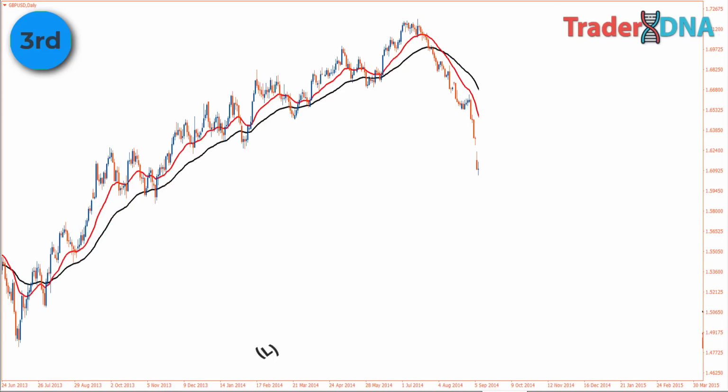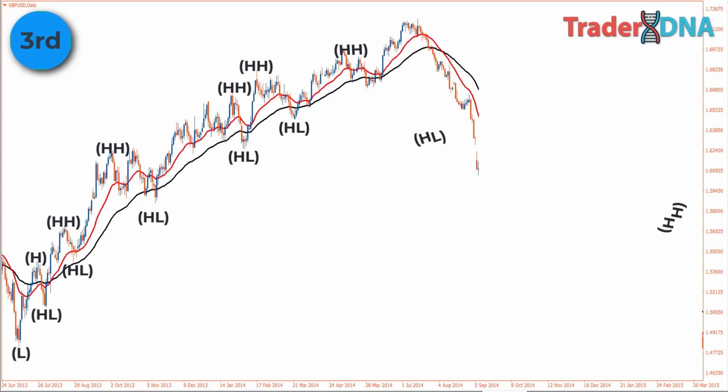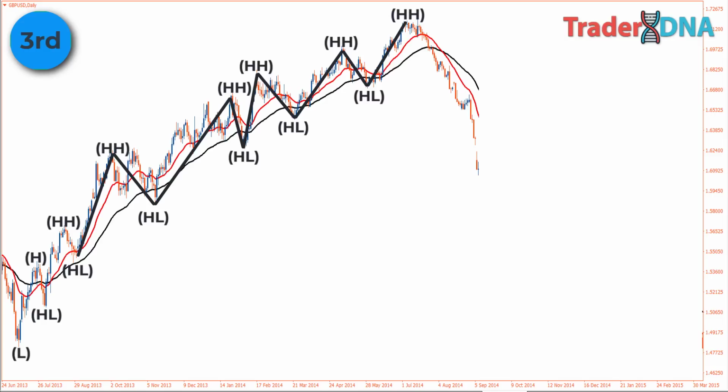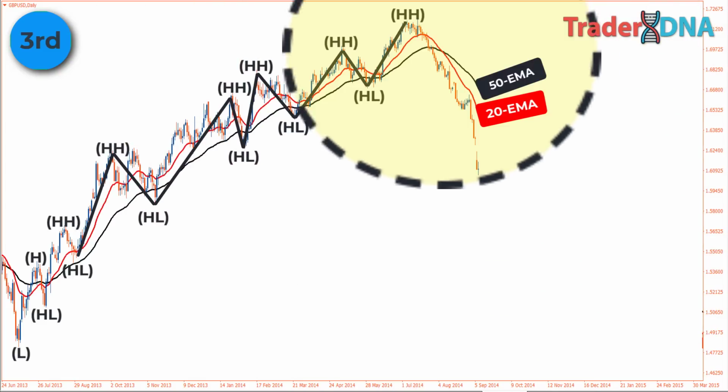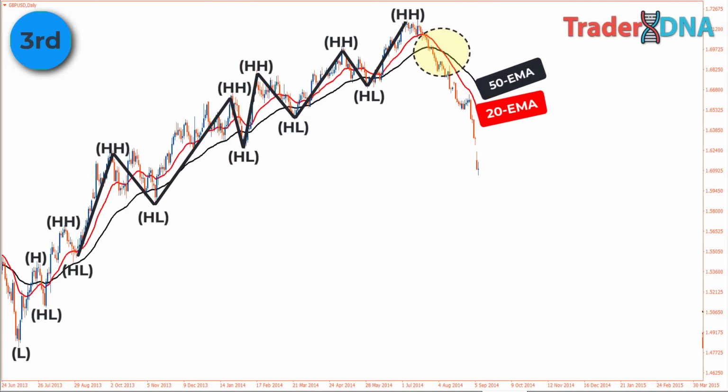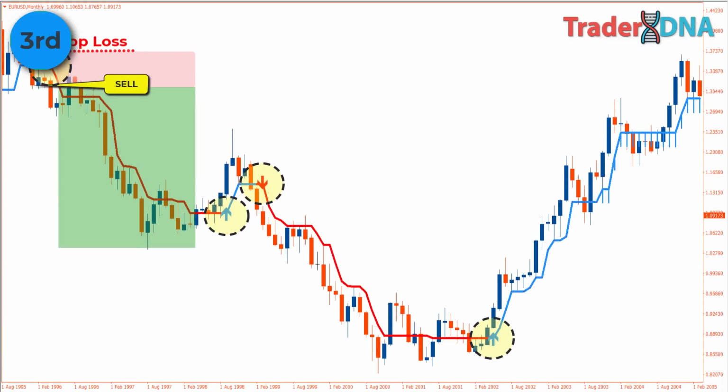Higher highs and higher lows. A trend reversal happens when a candle closes below the last higher low. This means the trend has changed. Moving averages. If the 20-day moving average crosses the 50-day moving average on the daily chart, that's a sign the trend is reversing. Also, if the half-trend indicator changes from blue to red, it means the trend is reversing.